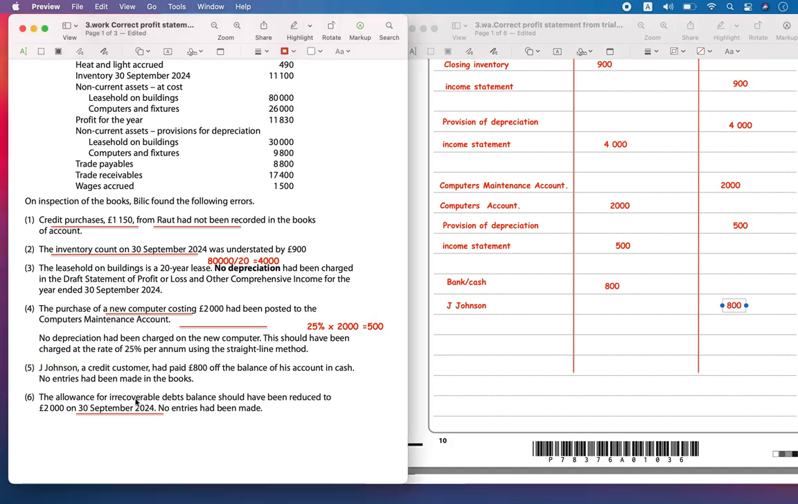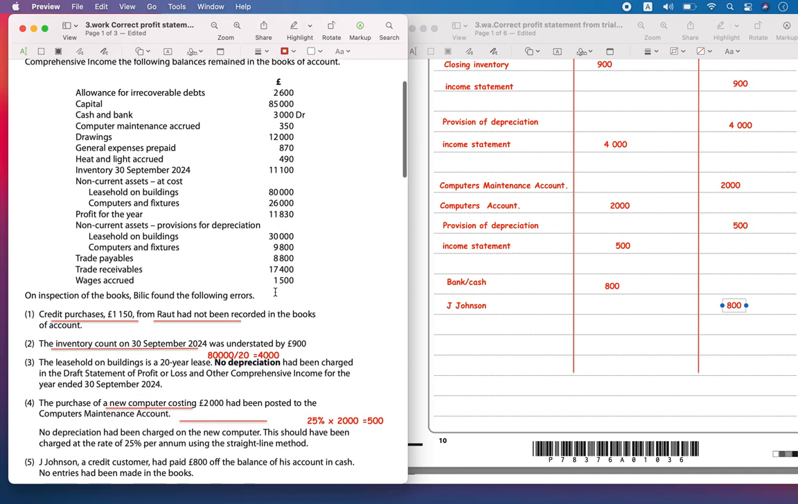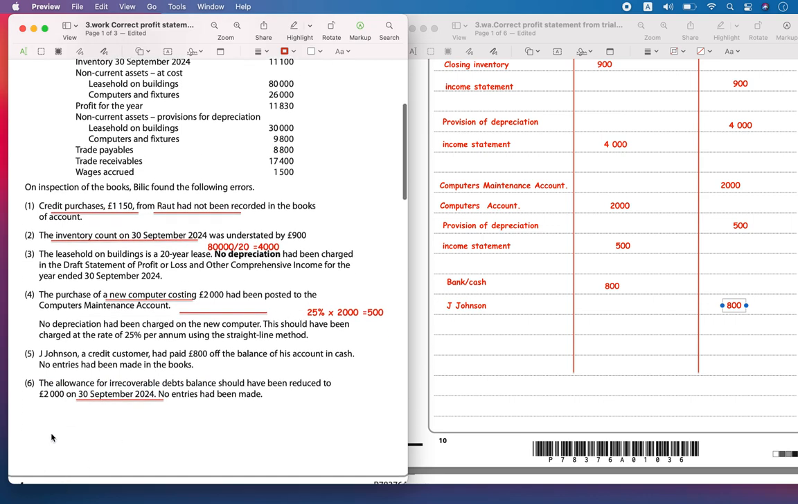Then we have the allowance for irrecoverable debt. The balance should have been reduced by 2000 on 30th September 2024. No entries had been made. So the allowance for irrecoverable debt was 2600 earlier. Now it is 2000. So we have to update this expense.